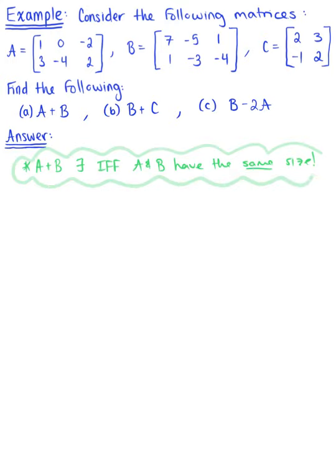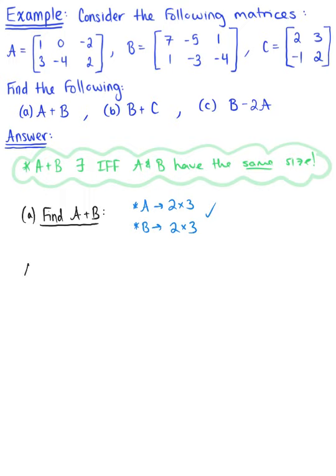So here we go. Let's look at part A. Now in part A, we want to find matrix A plus matrix B. So let's quickly make a note of what are the sizes of these two matrices. Well, we can see that matrix A here is a 2 by 3 matrix. And we can see that matrix B is a 2 by 3 matrix. So they're equal. Woohoo! And we're ready to go.